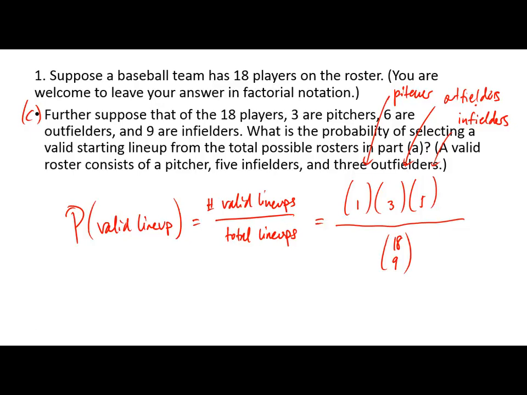Yeah, so I have 3 pitchers, and I want to choose one of those pitchers. I don't care which one, so that's why it's a combination. So 3 pitchers, I just want to choose one of them. I need to choose 3 outfielders, but I only have how many outfielders? Right, so of those 6 outfielders, I want to choose 3 of them, so that's 6 choose 3. And then in my infielders, I need 5 of them out of the total number of infielders that I have. Yeah, so that's 9 choose 5.